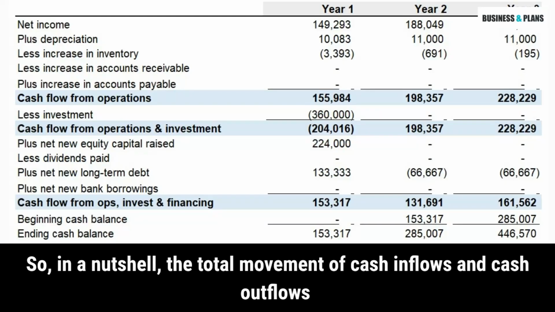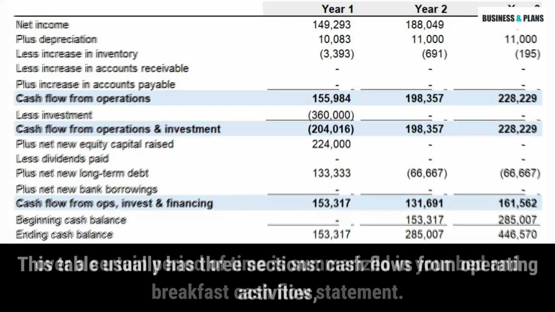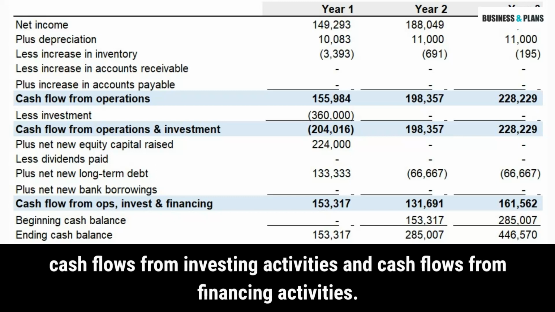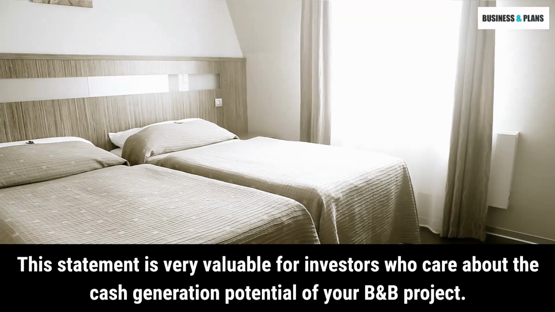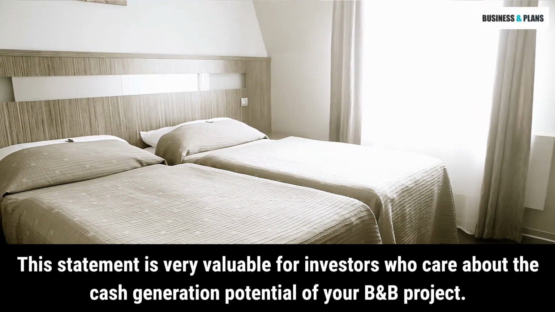So, in a nutshell, the total movement of cash inflows and cash outflows over a certain period of time is summarized in your bed and breakfast cash flow statement. This table usually has three sections: cash flows from operating activities, cash flows from investing activities, and cash flows from financing activities. This statement is very valuable for investors who care about the cash generation potential of your B&B project.